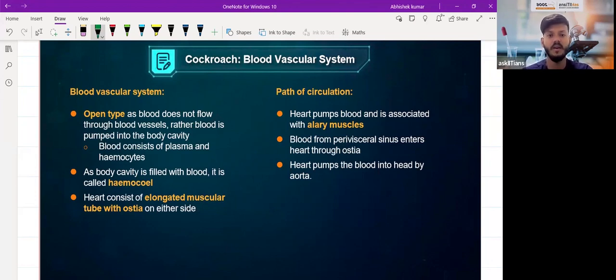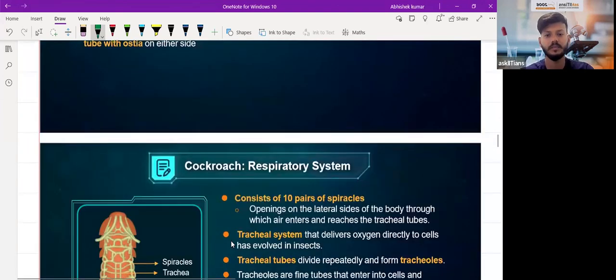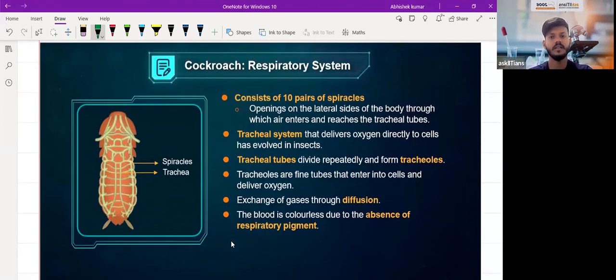As the body cavity is filled with blood, it is a hemocoel, and the heart consists of an elongated muscular tube with the ostia on either side. If I talk about the path, the heart pumps blood and is associated with the alary muscles, and blood from the perivascular sinus enters the heart through ostia, and the heart pumps the blood into the head by the aorta. This is an open vascular system.